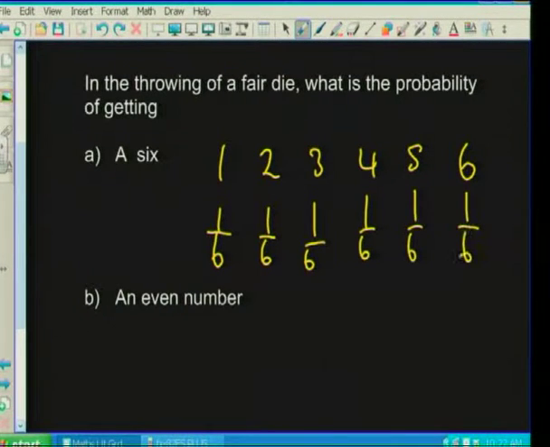So we could get a 1 out of 6 chance of getting a 1, a 1 out of 6 chance of getting a 2, and a 3, and a 4, and a 5, and a 6, all the way through. You see, no dice has maybe a 2 and a 2 and leaves out another number. If you had such a dice, then that number would have another probability of being thrown.